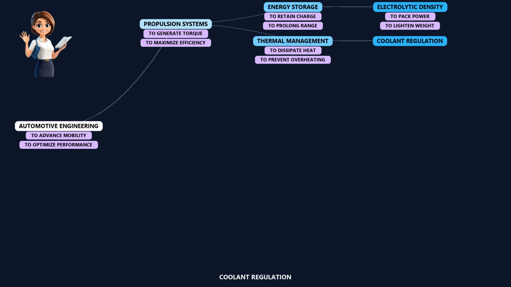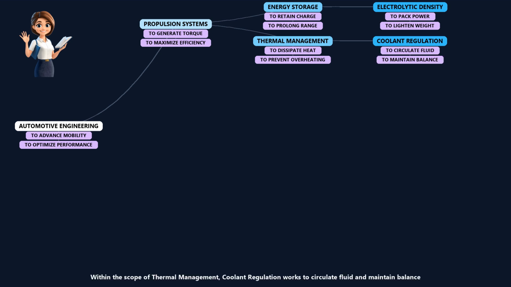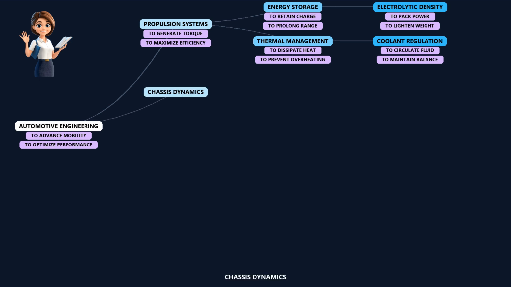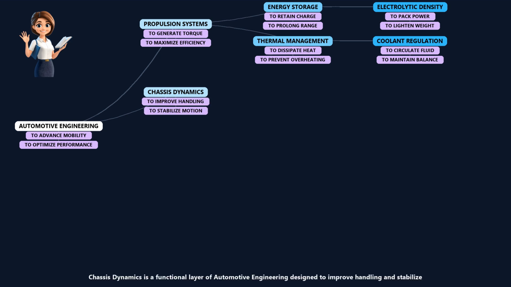Coolant regulation. Within the scope of thermal management, coolant regulation works to circulate fluid and maintain balance inside the motor. In other words, we are pumping liquid through the engine to carry away the heat. Chassis dynamics. Chassis dynamics is a functional layer of automotive engineering designed to improve handling and stabilize motion on curvy roads. Basically, we are making sure the car stays flat and steady when you turn a corner.